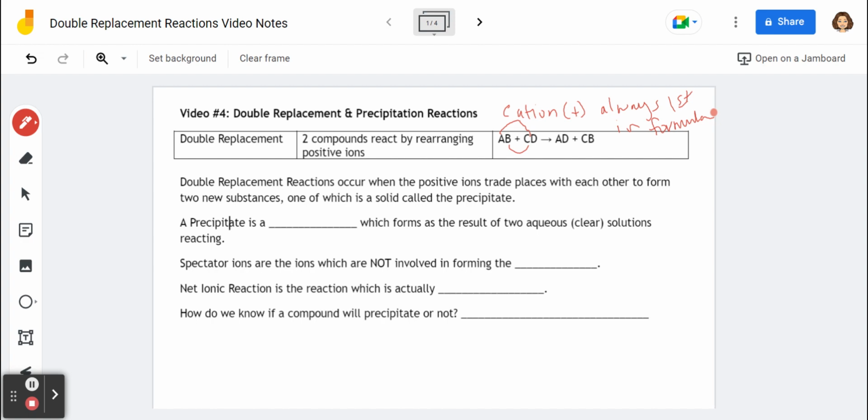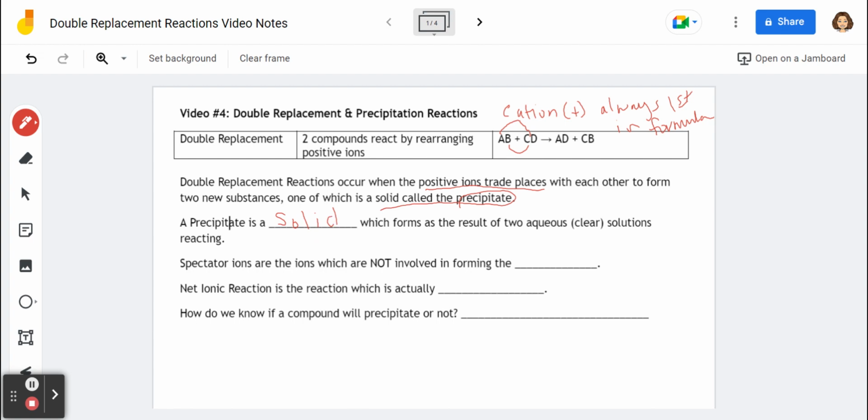Okay, so double replacement reactions occur when the positive ions trade places, which we were just saying, in order to form two new substances, one of which is a solid, which we call the precipitate. So a precipitate is a solid which forms as a result of two aqueous or clear solutions reacting.